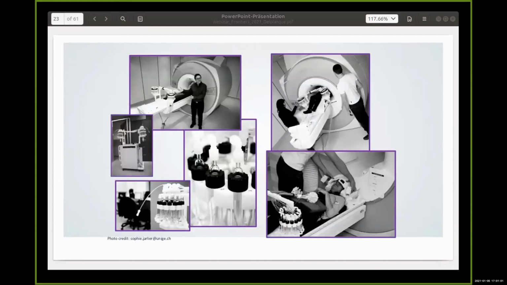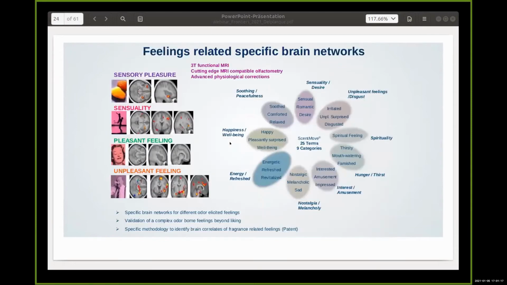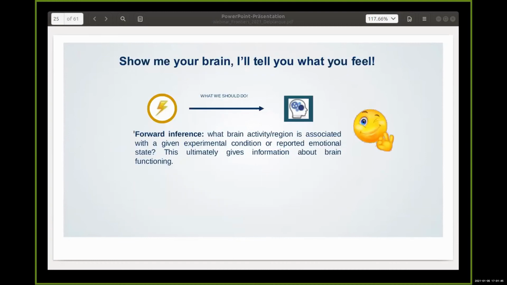So this is the MRI-compatible olfactometer. It's very difficult to send a lot of odors inside the scanner, but we managed to do that. We record the brain, and we also have physiological responses. Okay, the results. Basically, we found that different feelings like sensory pleasure, sensuality, pleasant feeling, and unpleasant feeling were associated with specific brain networks, even if you remove the liking. So from a theoretical point of view, we answered our question, which was, can we go beyond liking? It worked.